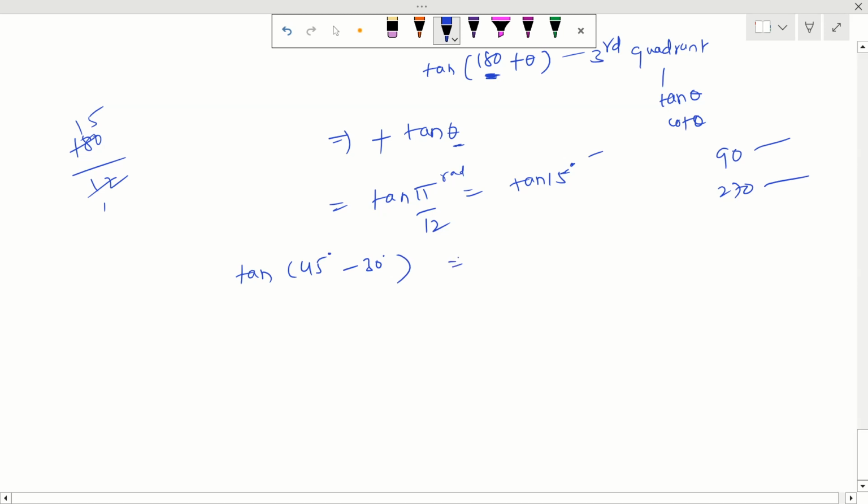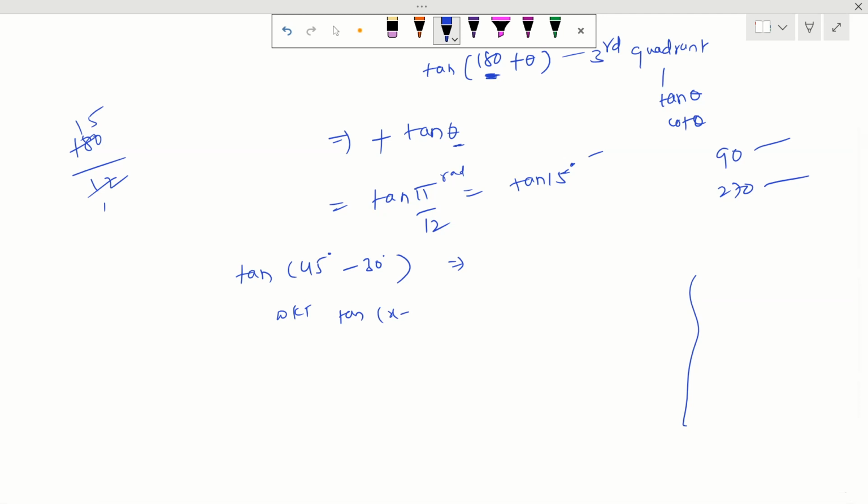So this is in the formula of tan of x minus y. What is the formula? Tan x minus tan y, divided by 1 plus tan x tan y. This is the formula we know, right? So I'm just substituting the values here.